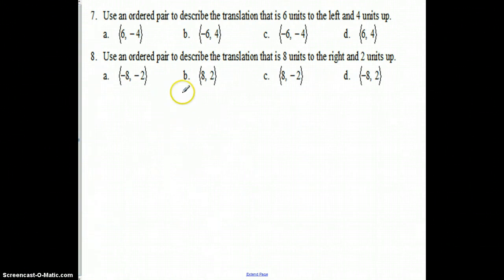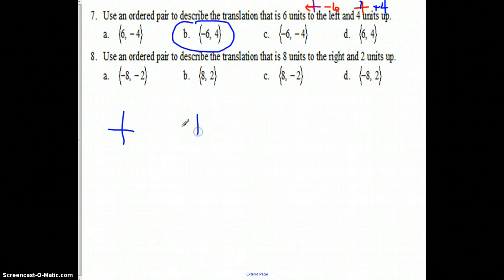Okay, use an ordered pair for the translation of 6 units to the left and 4 units up. First of all, 6 units to the left, if I were looking at an x and y axis, would be 6 units that way. So that would have to be a -6. And if I go 4 units up, it's going to be up here, that's going to be +4. So we're looking for (-6, 4), which would be B.